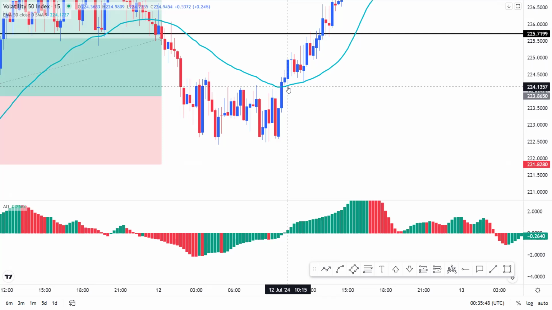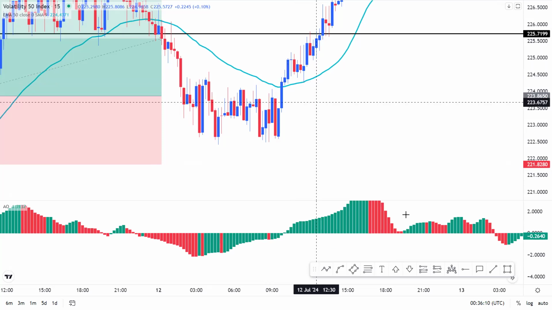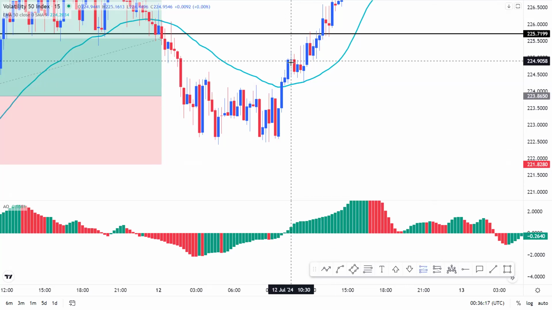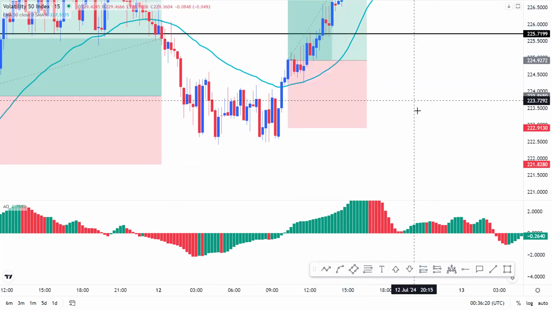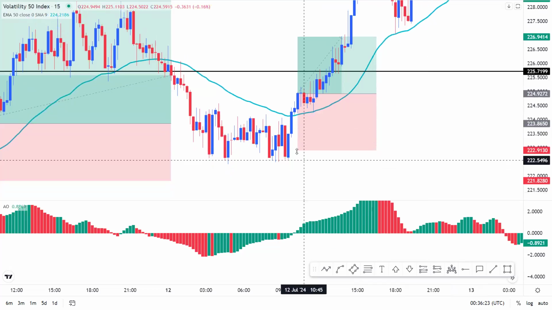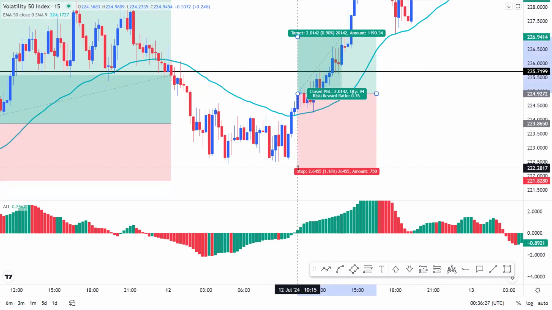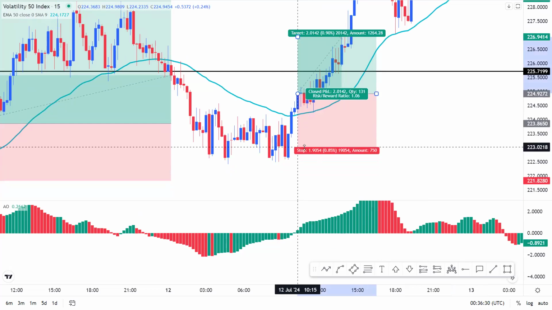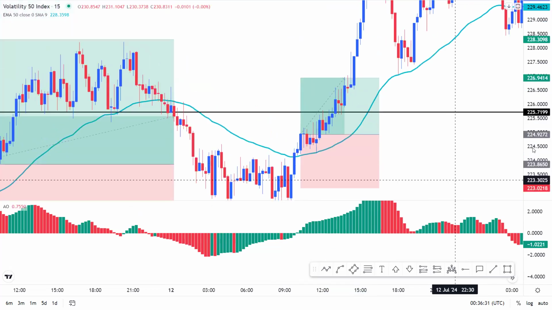Right here, we have both entry rules in shape. Rule number one, we have the candlesticks above the 50 exponential moving average for buying. And then rule number two, the awesome oscillator indicator has flipped from negative to positive. So now we have ourselves our entry for buys right here, with both rule number one and rule number two checked. Typically, we would want to have our stop loss below the lows right here, or usually it tends to give us rather too big a stop loss.